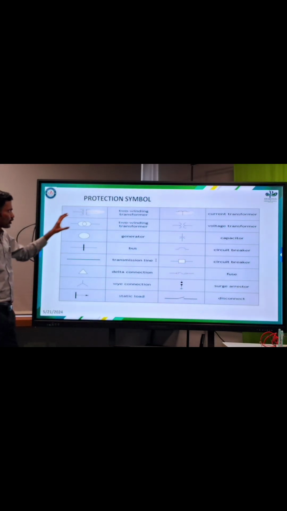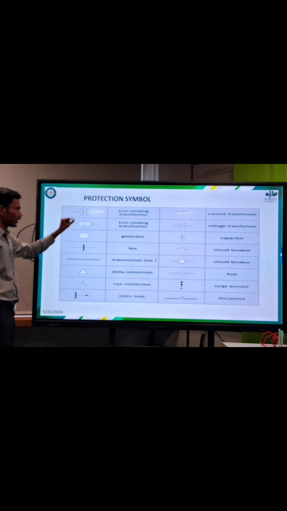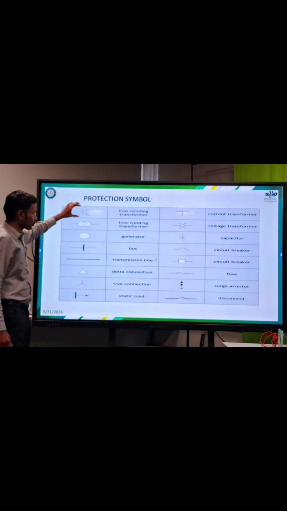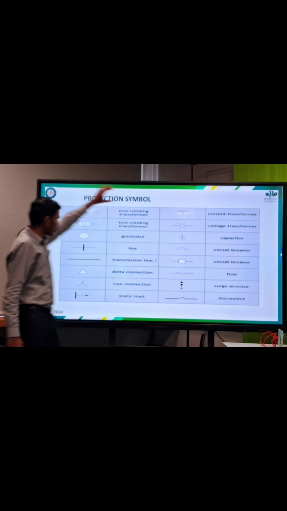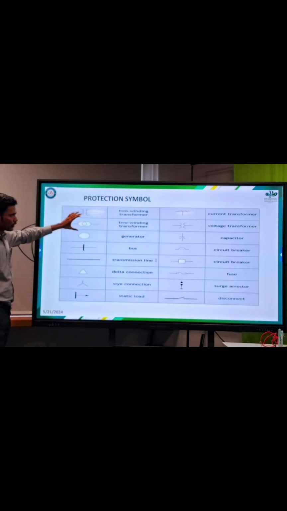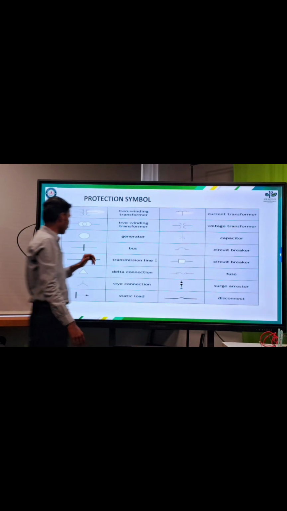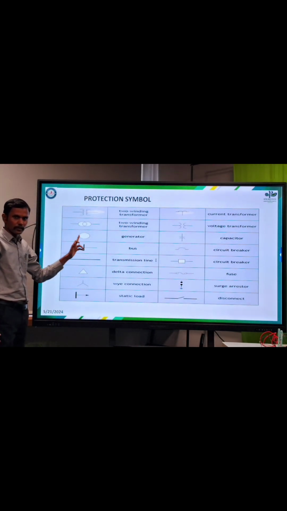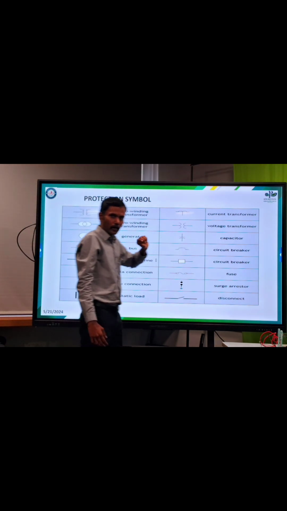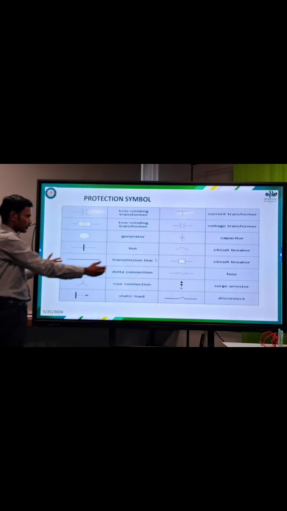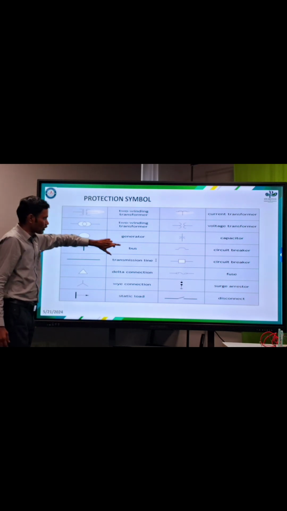So these are the protection symbols that are normally used in the power system, starting with the 2 winding transformer. This symbol represents the current transformer, and this symbol represents the 2 winding transformer. Similarly for the voltage transformer, and this round symbol denotes generators, and this symbol denotes the capacitor. So these are the various symbols that are normally adopted in protection systems.